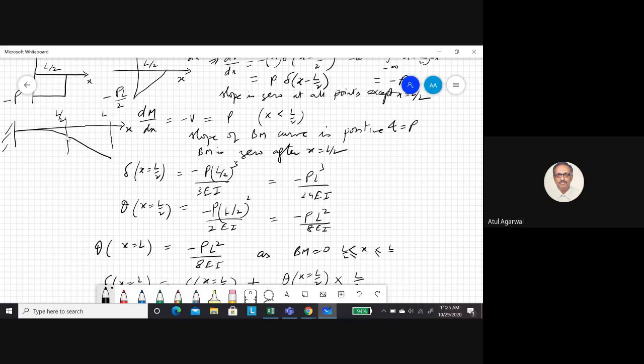Rotation at this point is minus PL square upon 2EI. But L here is L by 2. So those are the formulas you found for a cantilever.